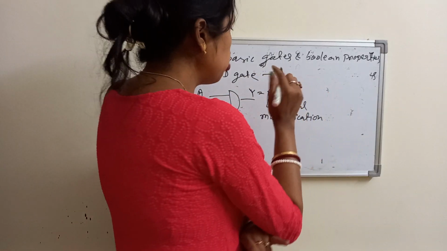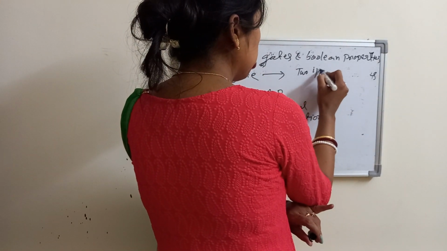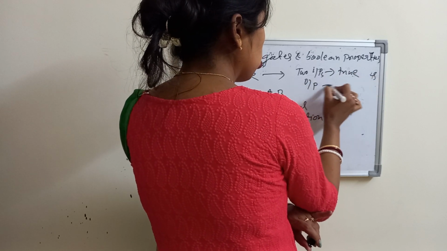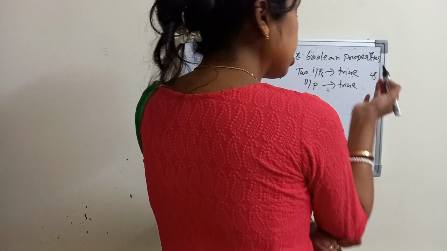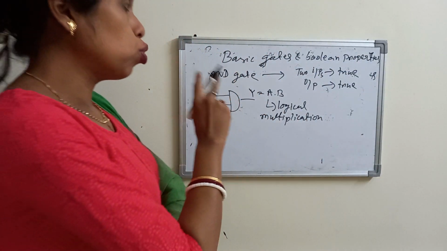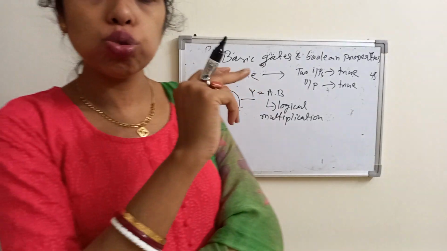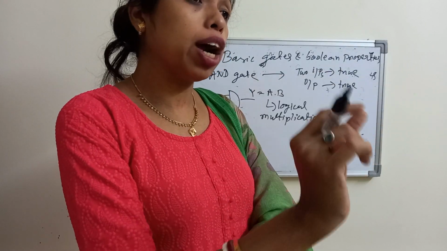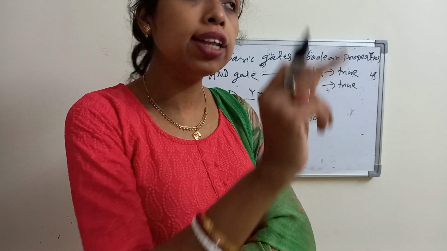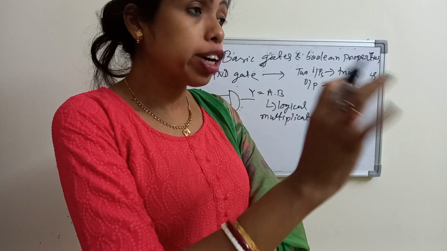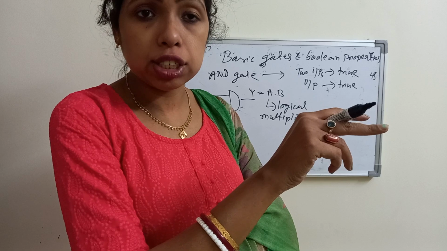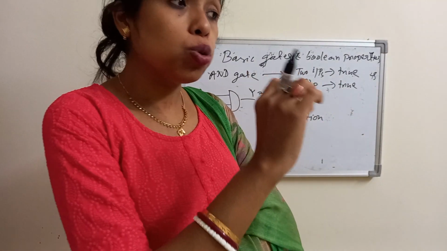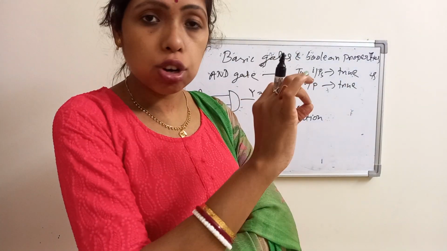If we want to write the definition of the AND gate: if both inputs are true, the output will be true. For other cases, the output will be 0. Suppose in one application you have to turn on two different switches to get an output. For turning on the light, you have to turn on both switches. If you turn on both switches, you will get output. In other cases you will not get output.